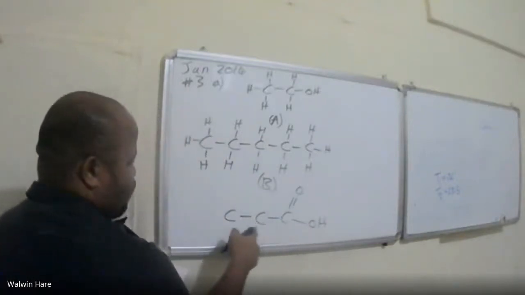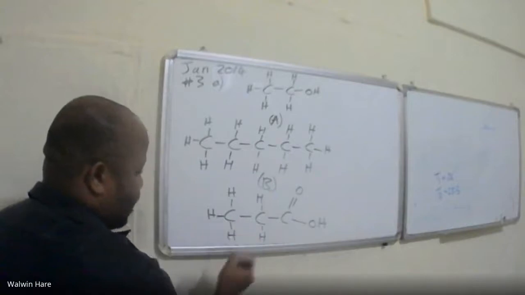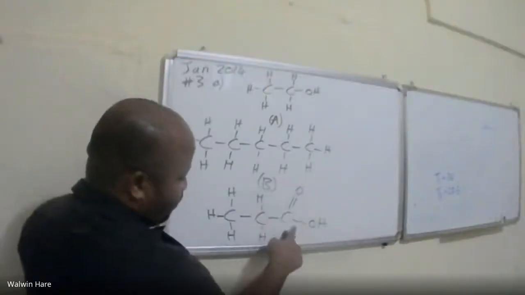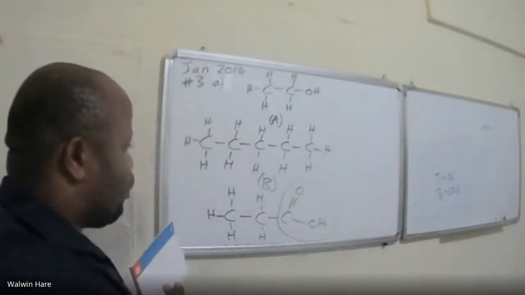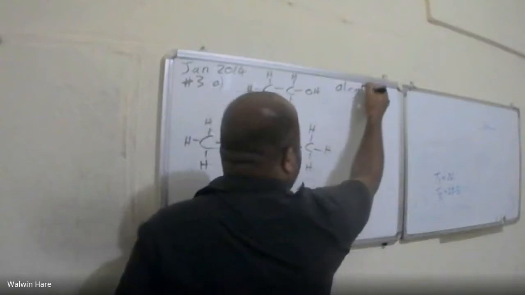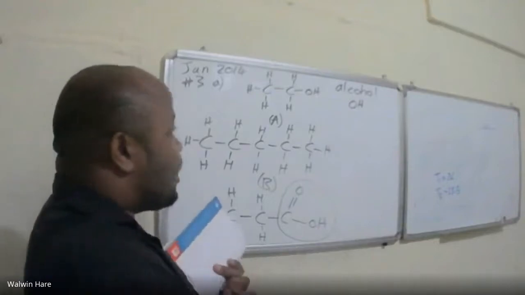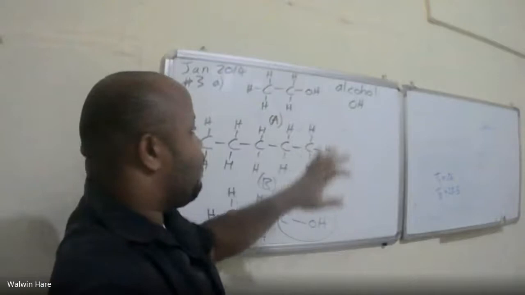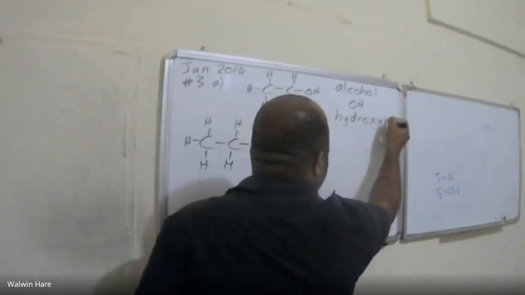And what is this homologous series? Carboxylic acid. Right. And which group did you use to know that it is a carboxylic acid? C double bond O, single bond OH, COOH. So all of this here, that is the functional group for carboxylic acid. So compound A is an alcohol and the functional group is OH. If you're asked for the homologous series, it's an alcohol, the functional group is OH, and it is called the hydroxyl group.